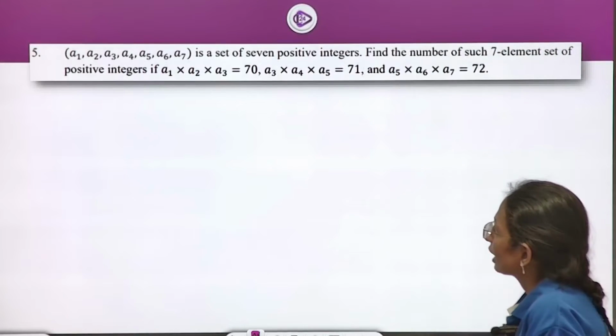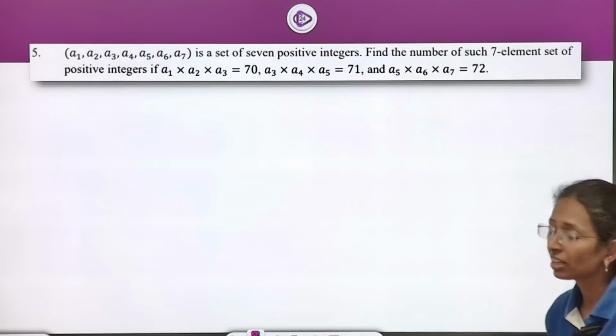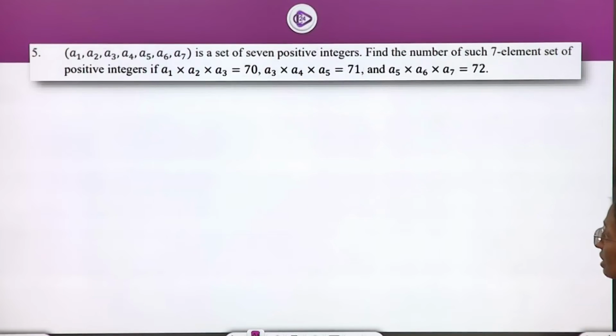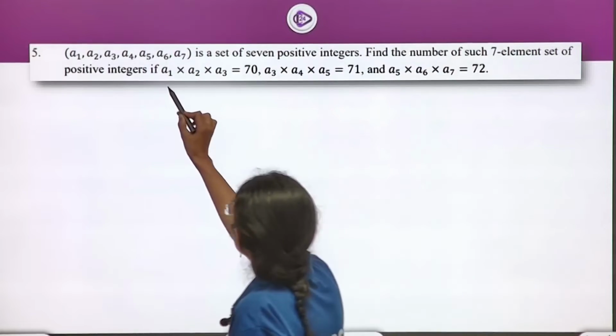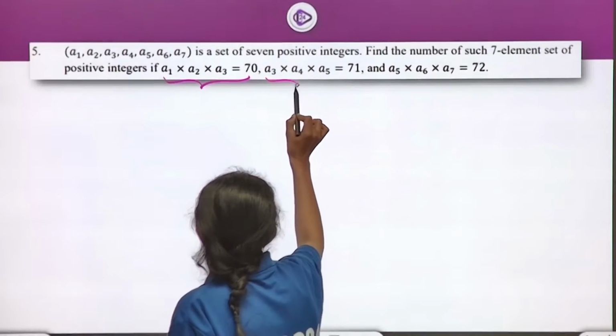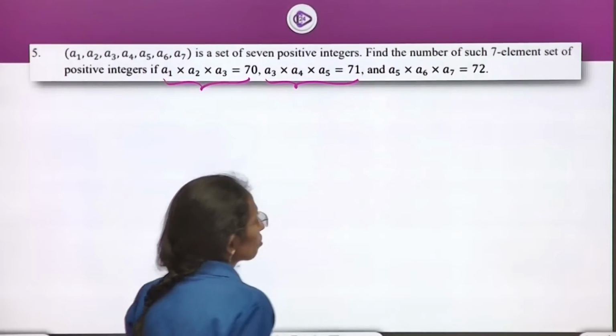A1, A2, A3, A4, A5, A6, A7 are a set of 7 positive integers. Find the number of such 7-element sets such that A1 into A2 into A3 is equal to 70. This is the first equation given to us. A3 into A4 into A5 is equal to 71.